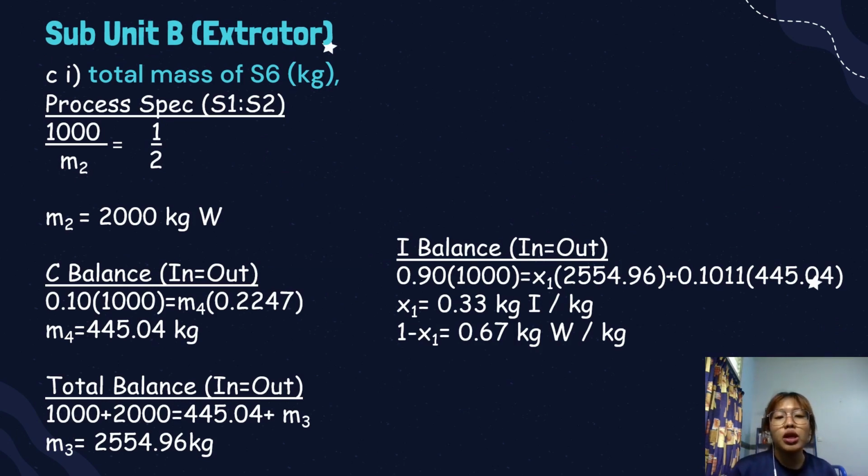First of all, you should use the equation of process spec, which is the ratio of S1 to S2, in order to find M2, which is 2000 kg of water. Later on, we should use the compound balance, which is input equal to output, to find M4, which is 445.04 kg. Now you can see here that we use the impurity balance and also the total balance to find M3 and also X1. These two values should be used for the later questions.